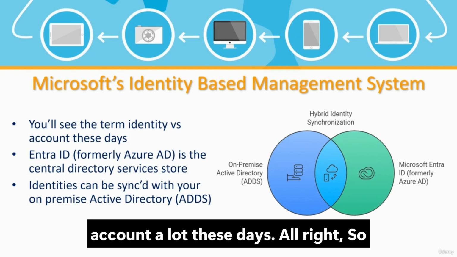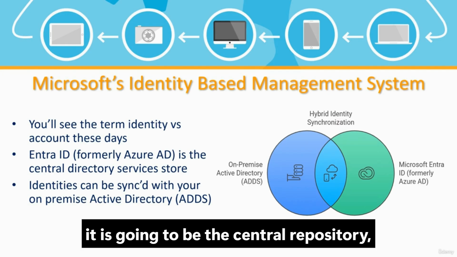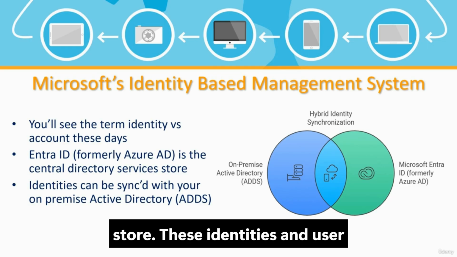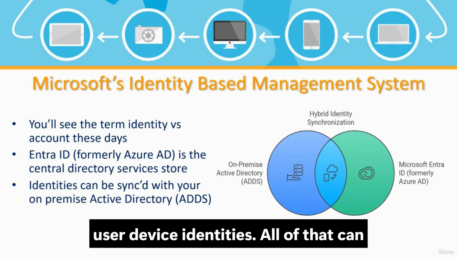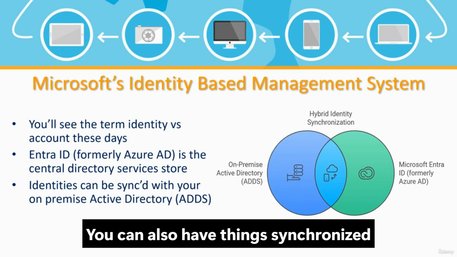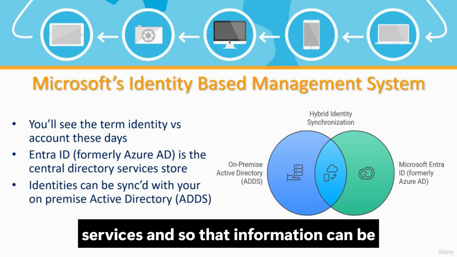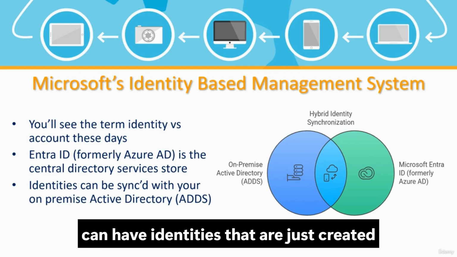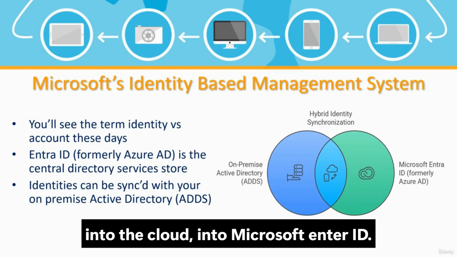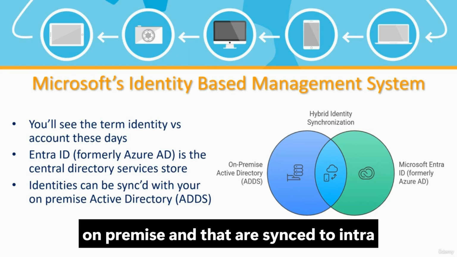With Entra ID, you want to remember that it is going to be the central repository, the central directory services that store these identities. User identities and user device identities can be created directly inside of Entra ID. You can also have things synchronized from on-premise Active Directory, also known as ADDS, Active Directory Domain Services, and that information can be synchronized out to the cloud. So you can have identities that are just created in the cloud, in Microsoft Entra ID, and you can have identities that are stored on-premise and synced to Entra ID.